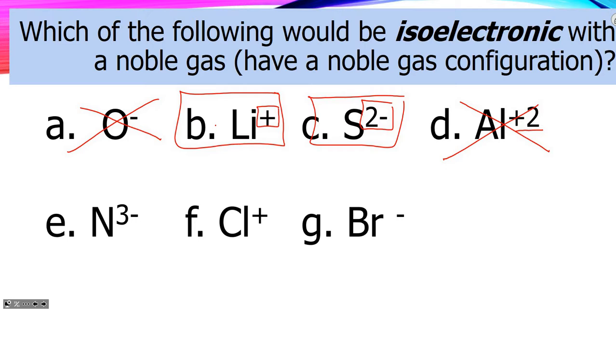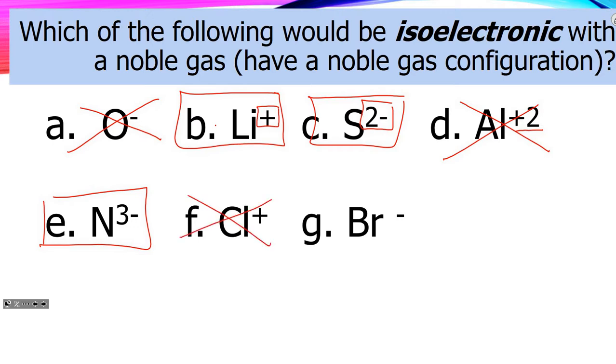Now I'm not going to walk you through this. You guys just tell me yes, thumbs up, or no, thumbs down. Is it isoelectronic or not? Yes. It is. Good. Okay, what about Cl+? Thumbs up, yes. Thumbs down, no. You're right. Okay, what about bromine negative?